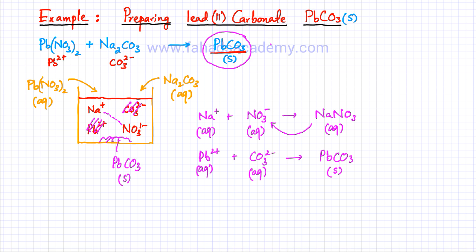And the other product that you're going to get, which is going to remain part of the solution, is sodium nitrate. It would remain sodium nitrate aqueous, in its ionized form. It's going to remain part of the solution. The way you're going to obtain lead carbonate solid is you're going to filter it out.